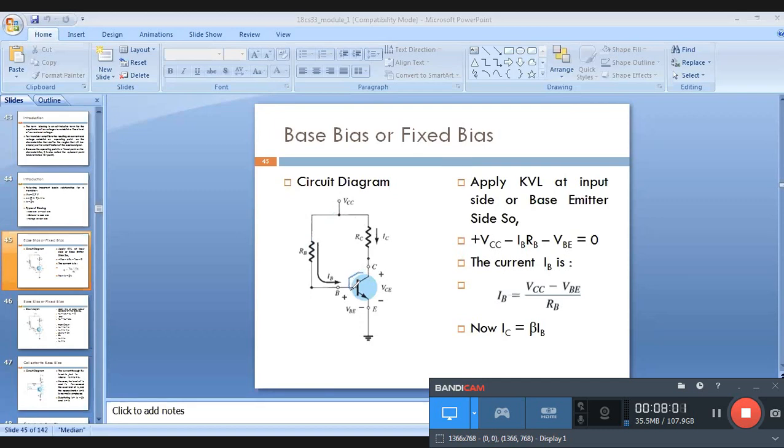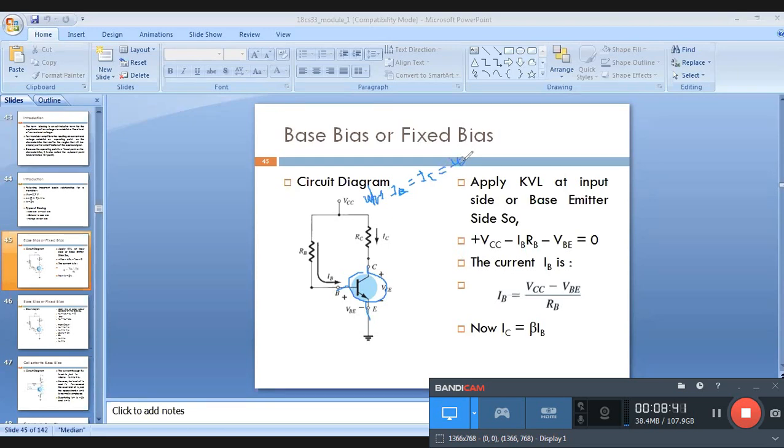This is my transistor. Correct? This transistor has the base terminal and emitter terminal, collector terminal and emitter terminal. Before writing this, you can write IC is equal to beta IB, where beta is equal to IC by IB, and IB is constant.